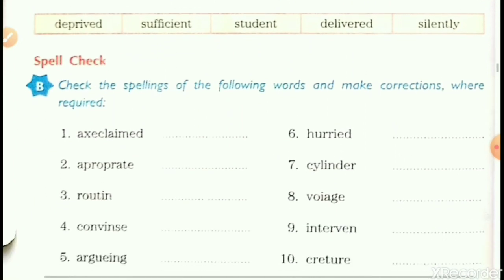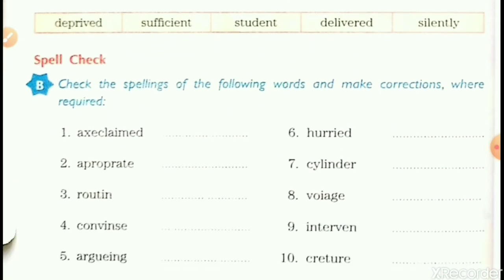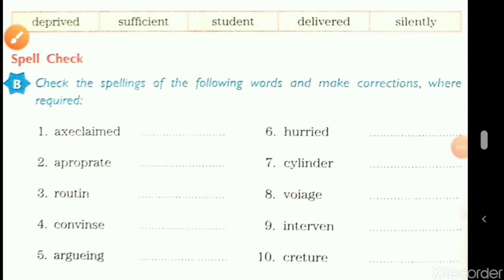Now, spell check. In this, we need to write the correct spellings. Some spellings are incorrect, and some are correct also. Now, we need to identify which are the correct ones and which need to be corrected. Students, our next exercise is based on spellings. We need to correct the spellings. Certain spellings are incorrect, which we need to correct, but some correct spellings are also given and we need to know. And for this, we need to learn the spellings.